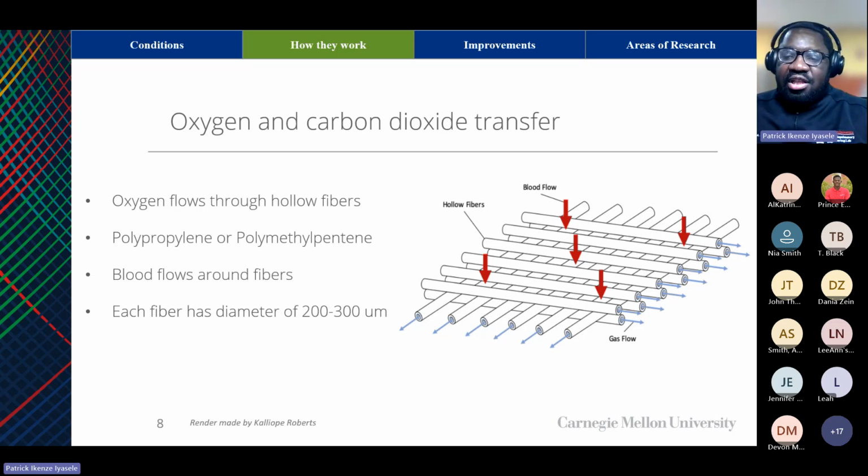Gas transfer is directly proportional to surface area, so oxygenators have a surface area between 0.5 meters squared and 2.5 meters squared. Interestingly, this is a lot less than the surface area in your lungs, which have an approximate surface area of 75 meters squared, or approximately the size of a tennis court.